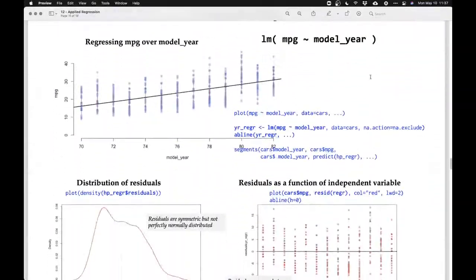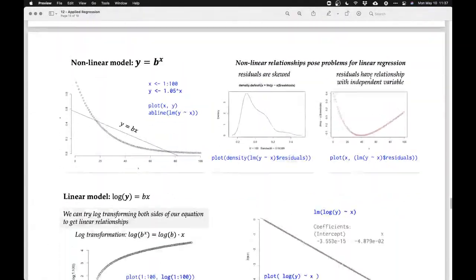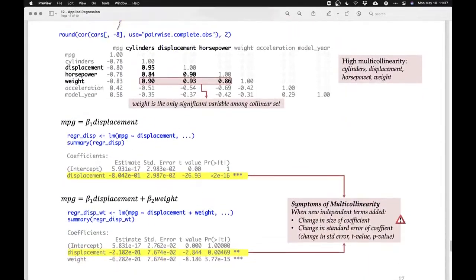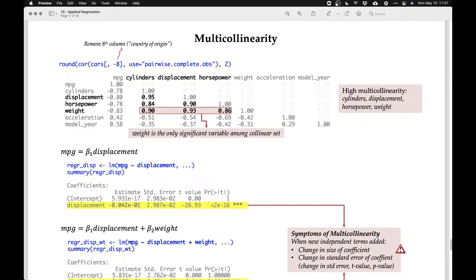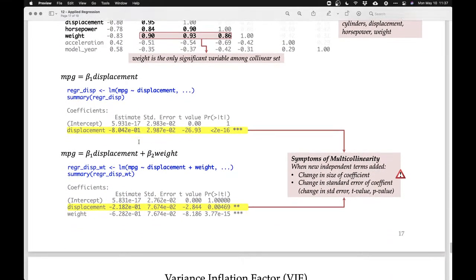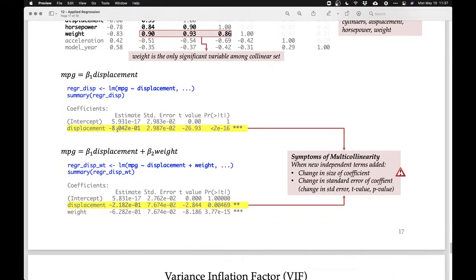Okay, so multicollinearity is definitely a problem in our data set. Sorry, I'm going to scroll down. Hopefully, the last time I'll scroll down like this. Up and down, right? Changes in coefficient, inflation of standard error, symptoms of multicollinearity.